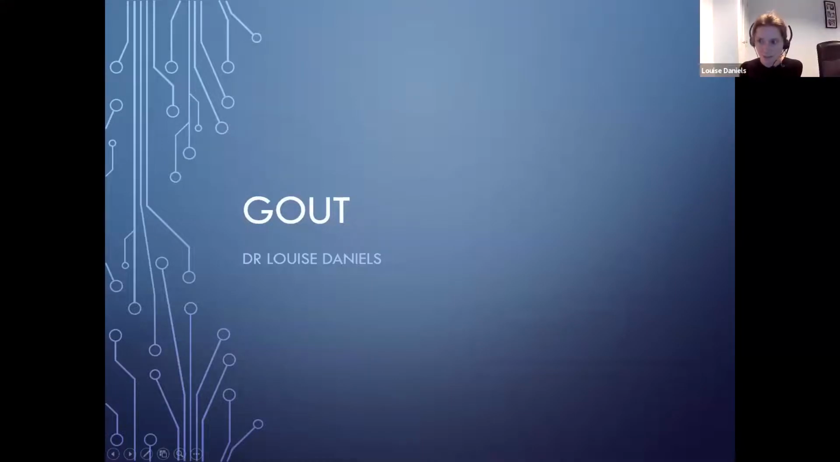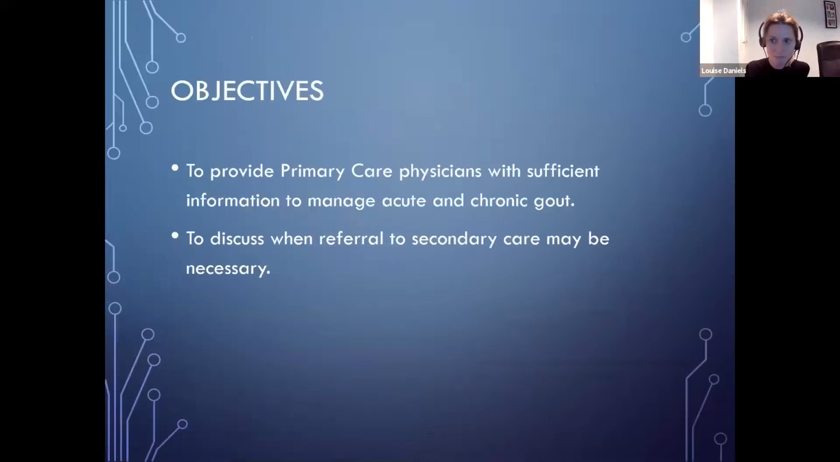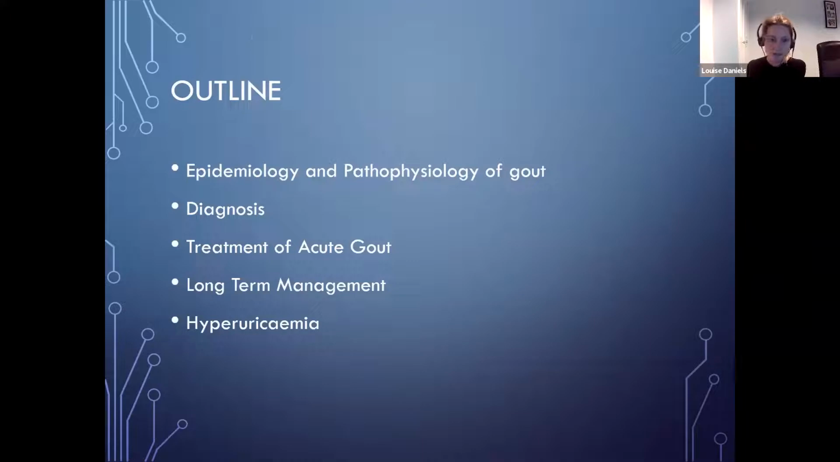Okay, so I'm just going to talk to you briefly about gout, and I'm going to try and provide some basic information to allow for the management of acute and chronic gout in primary care, and also to discuss when referral on to secondary care might be necessary for these patients. I'm going to start by outlining the epidemiology and pathophysiology of gout, look at the diagnosis and how that can be made, then talk about the treatment of acute gout, long-term management, and I will briefly touch on hyperuricemia because I was asked to when preparing this talk.